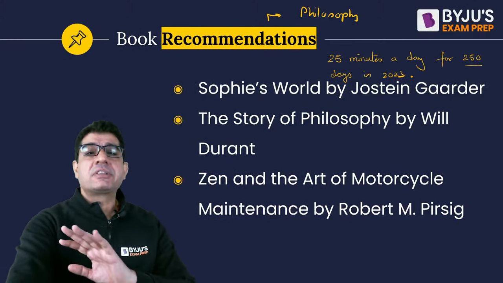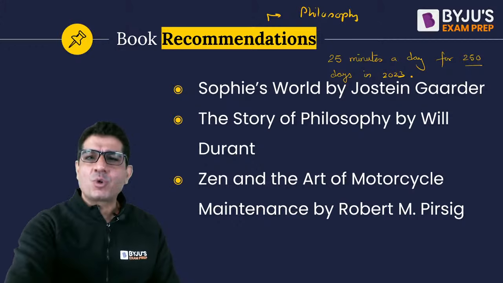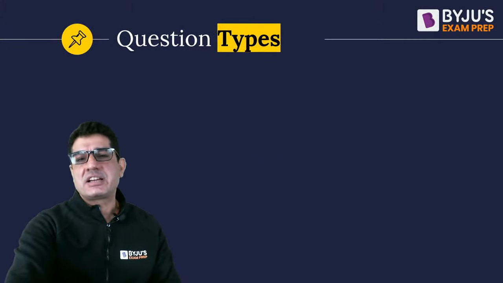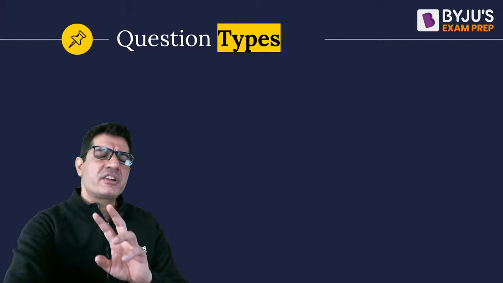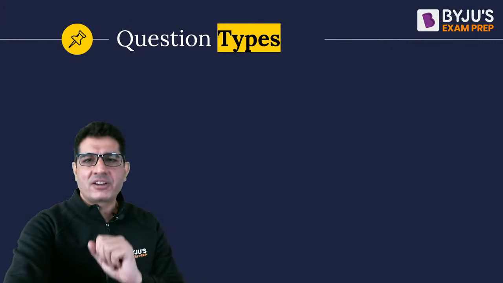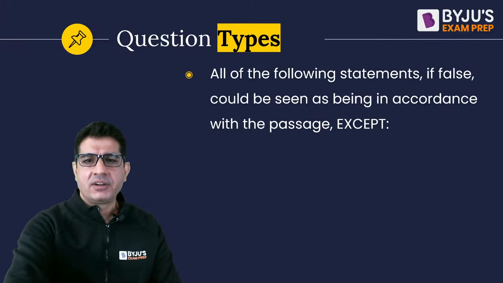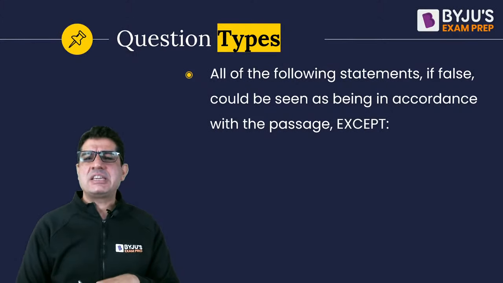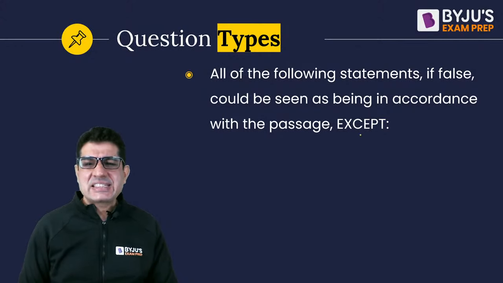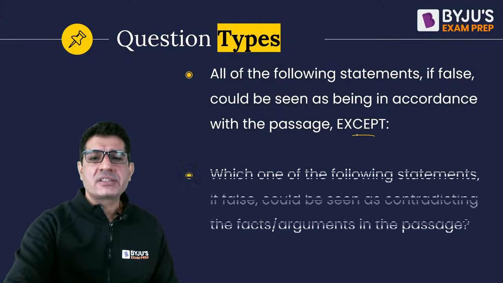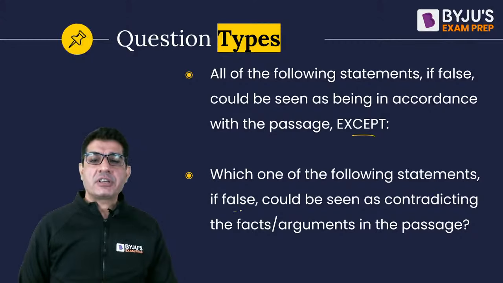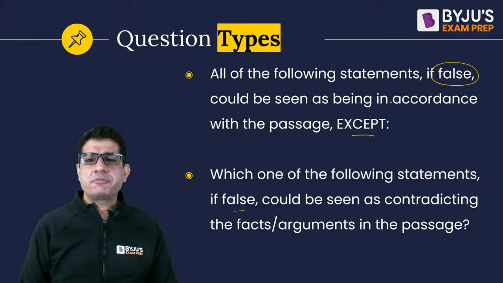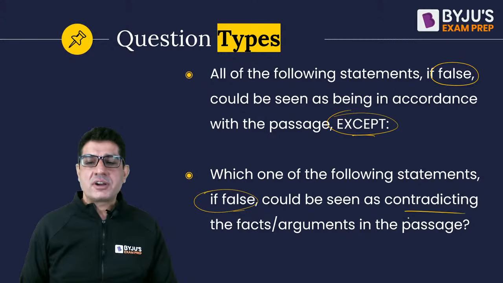So that was about the subject matters, but then let us also look at the kind of questions that were asked in the exam. I'll just give you 2 question stems from CAT 22. Here is one. All of the following statements, if false, could be seen as being in accordance with the passage except, or look at this other one. Which one of the following statements, if false, could be seen as contradicting the arguments in this passage? So you notice, if false and then except, if false, contradicting.